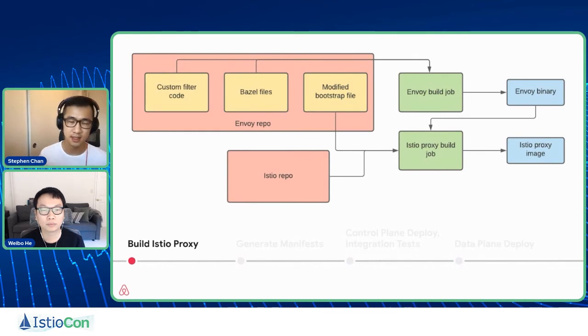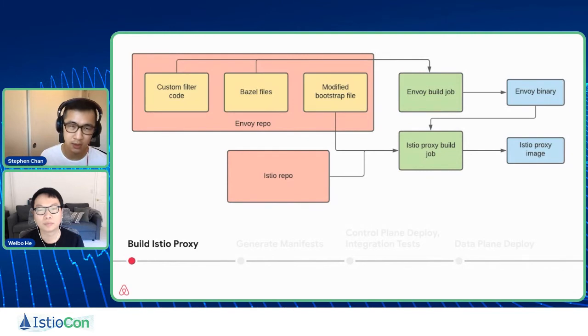First, let's talk a little bit more about how we build Istio proxy. Airbnb maintains a couple of internal Envoy filters, which provide custom metrics. The filters need to be compiled into the binary, so we can't directly use the open source Istio proxy image. We also modified the Envoy bootstrap config file slightly to add custom metric tags, but now that extra stat tags is available in Istio, we plan on switching to the open source bootstrap config.